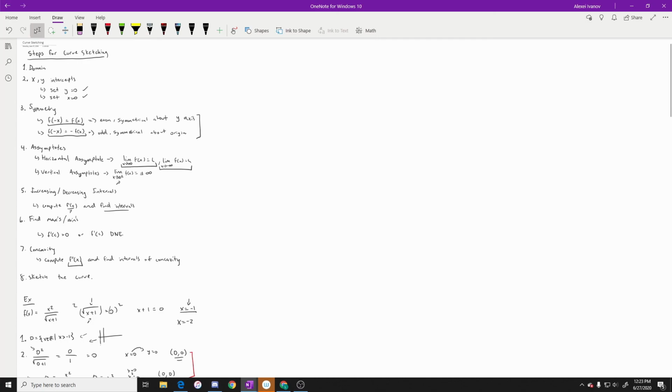Hopefully you guys have learned how to sketch a curve now by following the set of 8 steps.